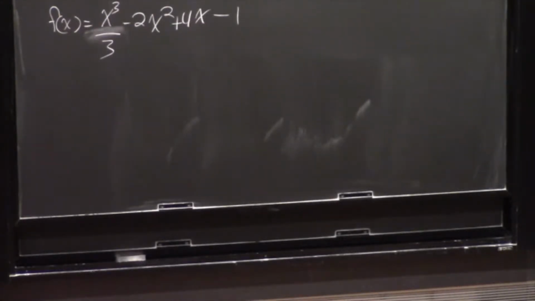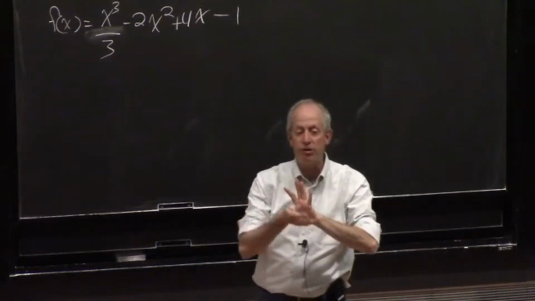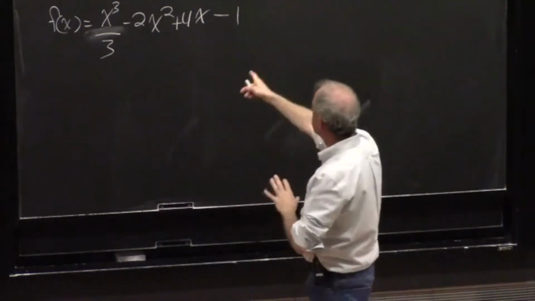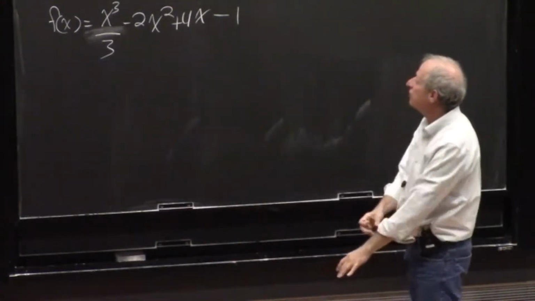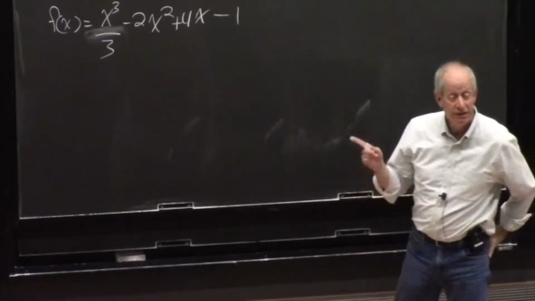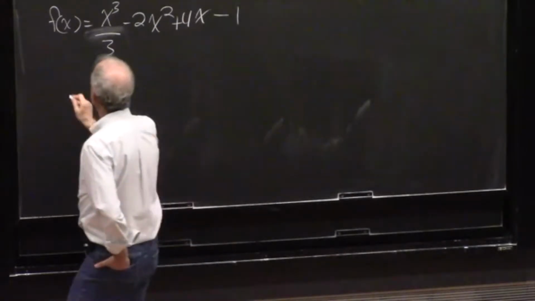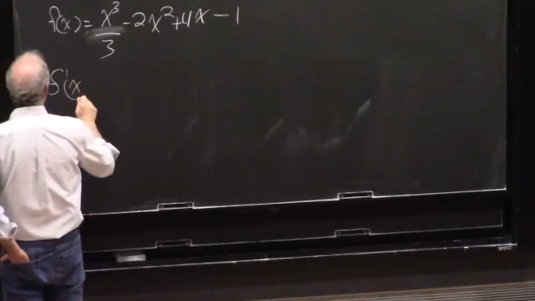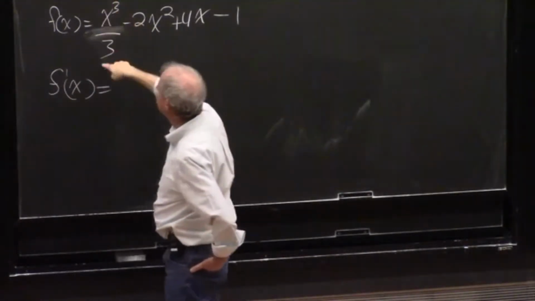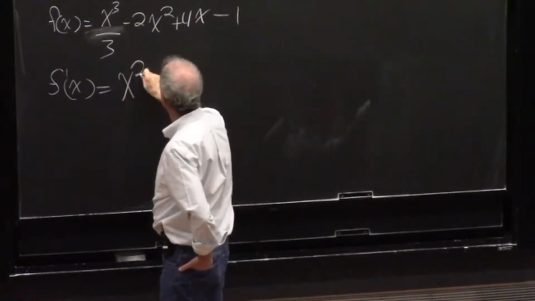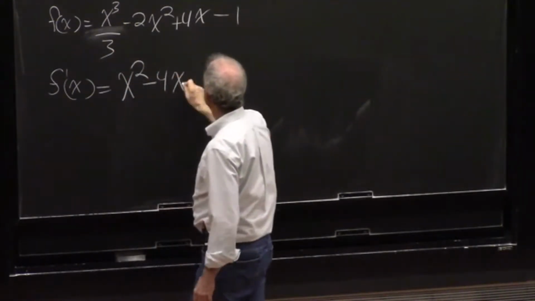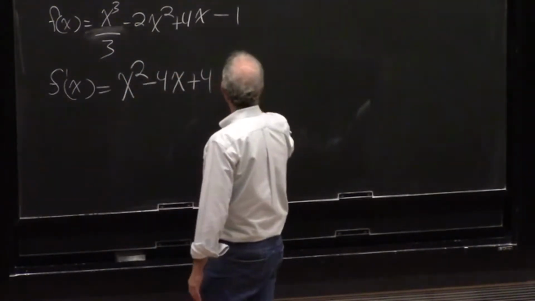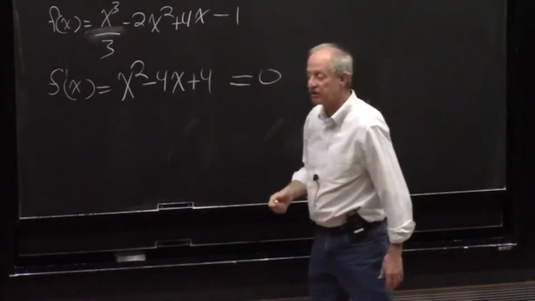Extrema includes both maximums and minimums. So what you're going to do is find the first derivative and set it equal to 0. So the first derivative, you bring the 3 down, the 3's cancel, you get x squared minus 4x plus 4, and then we're going to set that equal to 0.